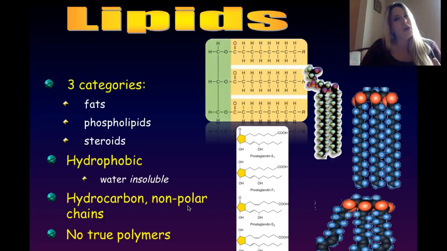Now, unlike carbs and proteins and nucleic acids, you really can't say lipids are polymers. They don't have any true monomers to them. There are standard components, but it's not like with the other three compounds of life. So we don't really say that they're true polymers. But here are some examples of different kinds. So this would be a fat, and here you have some other fats right here and a phospholipid.